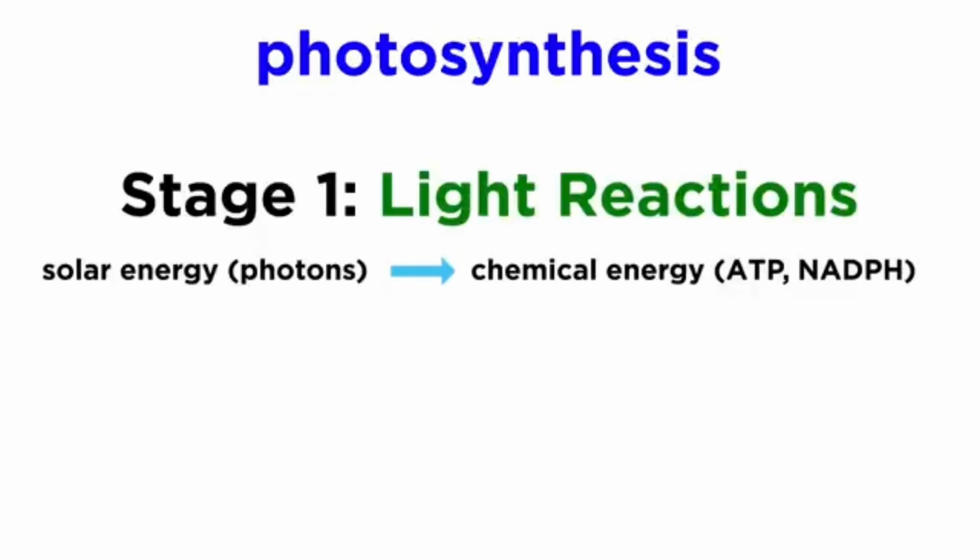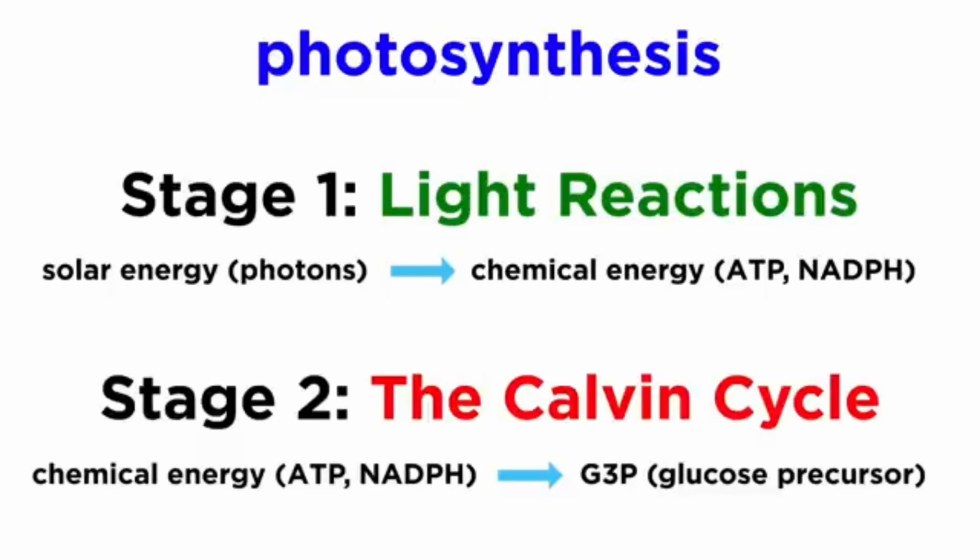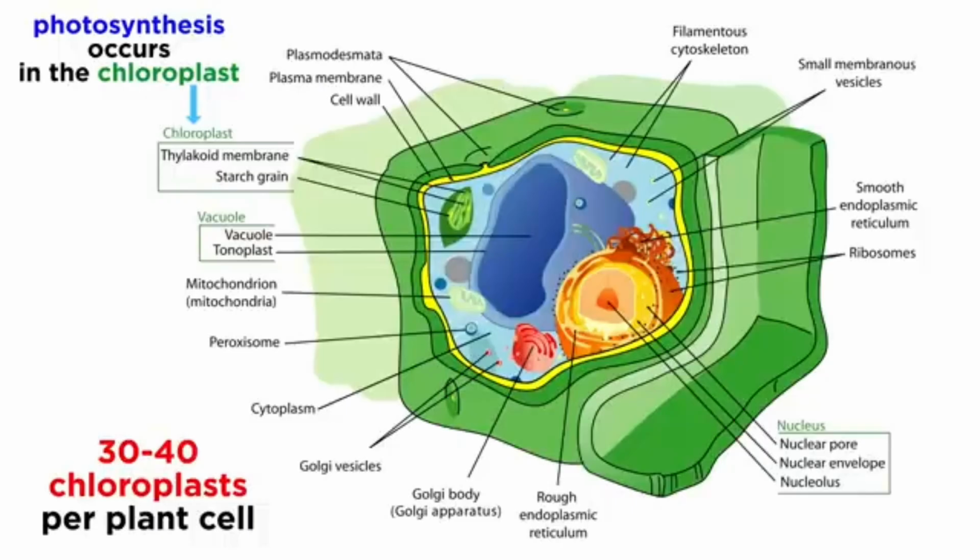Photosynthesis consists of two stages. There are the so-called light reactions, in which solar energy is converted into chemical energy, and then there's the Calvin cycle, which uses that chemical energy to build G3P, the precursor to glucose and other molecules. Both of these stages occur inside one of the organelles found in plant cells, which are called chloroplasts, and there are around 30 to 40 of them per cell.